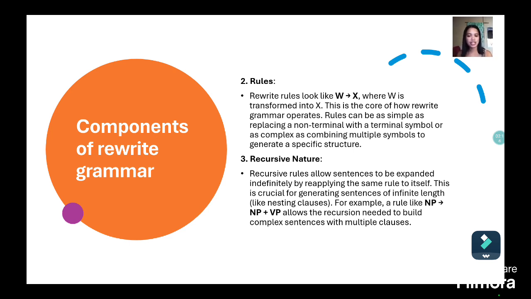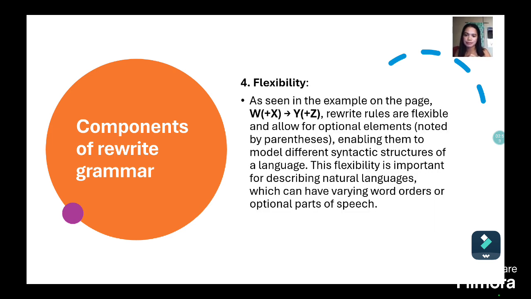Number 3, recursive nature. Recursive rules allow sentences to be expanded indefinitely by reapplying the same rule to itself. This is crucial for generating sentences of infinite length, like nesting clauses. For example, a rule like noun phrase transforms into noun phrase plus verb phrase allows the recursion needed to build complex sentences with multiple clauses.